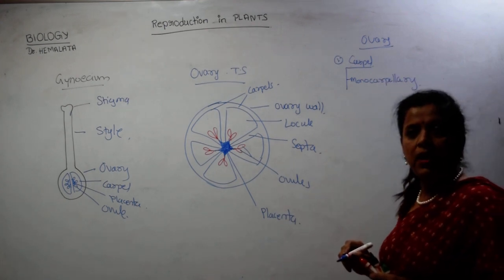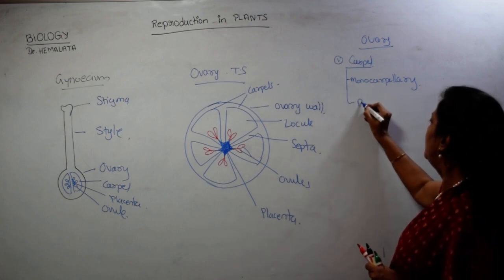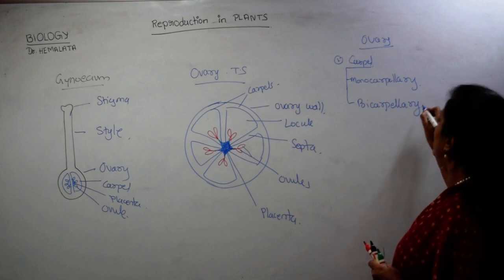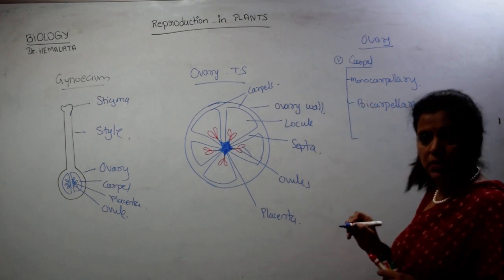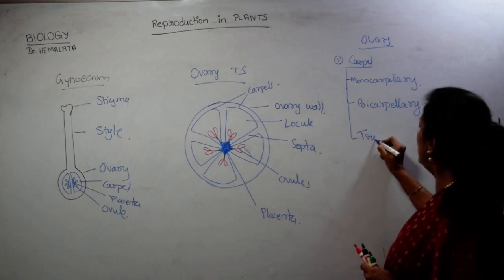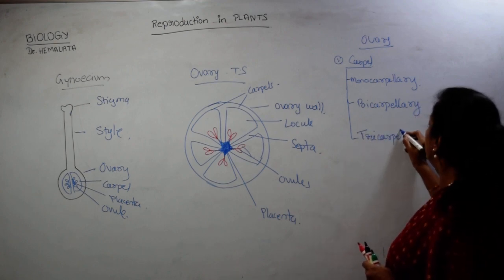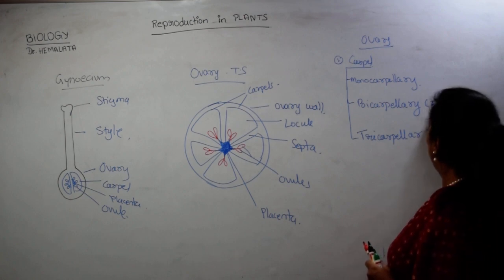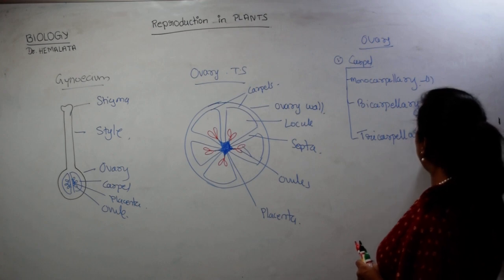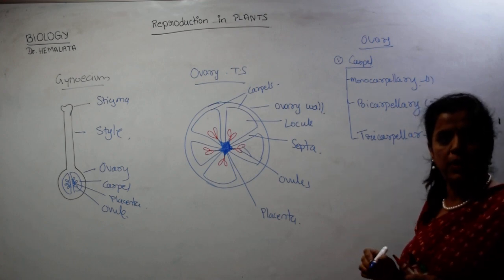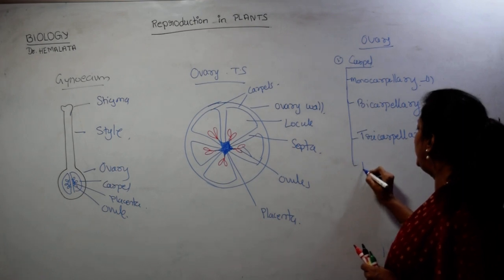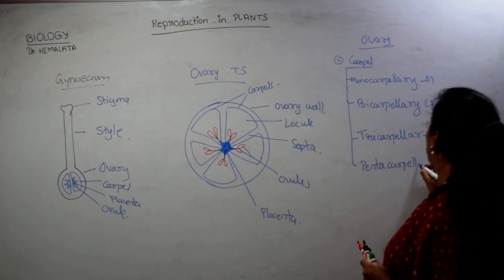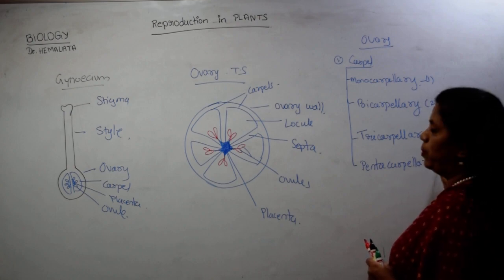Right? And if there are 2, it is called bicarpellary ovary. And sometimes there are 3 or multiples of 3, we call it tricarpellary ovary. Means 3 or multiples of 3. This is only 2 or multiples of 2. Here it is only 1. This is 3 or multiples of 3. It is called tricarpellary ovary. Then pentacarpellary ovary. This is how we divide the carpels or the ovaries based on the number of carpels.